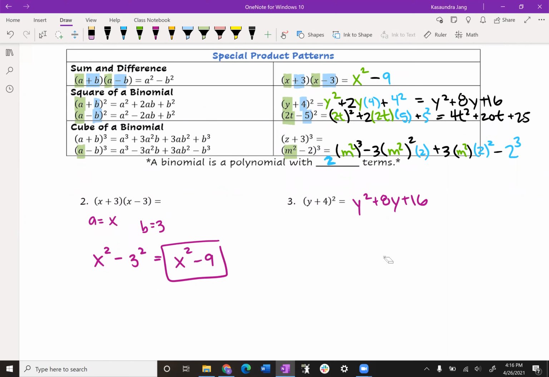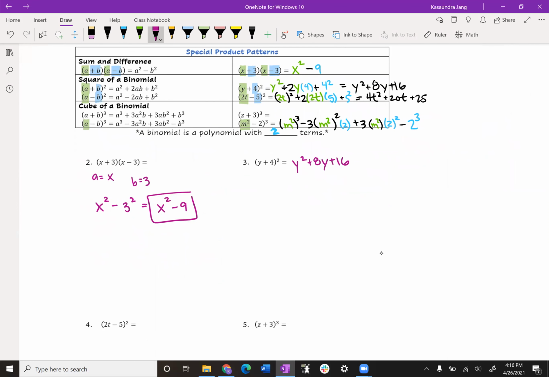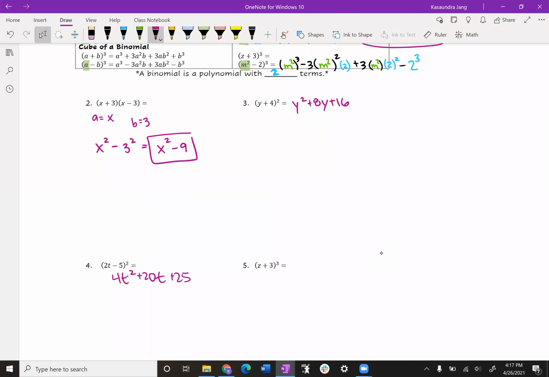So can you identify which formula we used? That one, this guy was subtraction in there. And it was a 2t minus 5. 2t for the a, 5 for the b. So simplified down to this guy, 4t squared plus 20t plus 25. All right, z plus 3 cubed. Okay, this is the one we didn't do. Z plus 3 cubed. I think it's going to match my a plus b cubed. My a is the z, and the b is the 3.